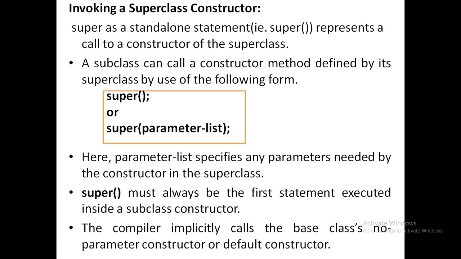Invoking a superclass constructor. Super as a standalone statement with parenthesis represents a call to the constructor of the superclass. So here a subclass can call a superclass constructor by the following form, that is super, followed by the parenthesis in which the arguments are being given. The parameter list specifies any parameters that are needed by the constructor in the superclass.